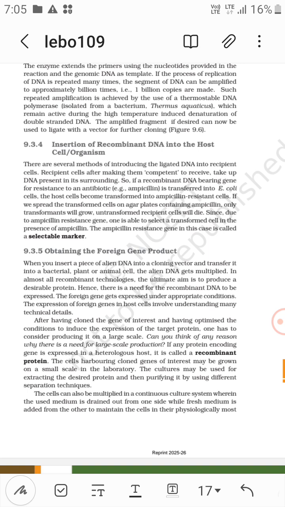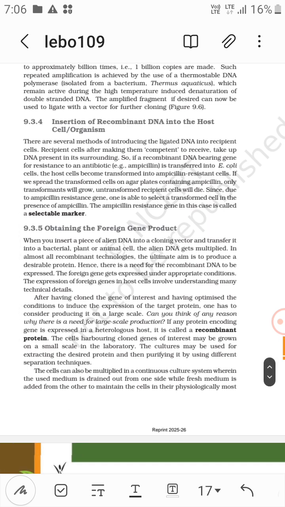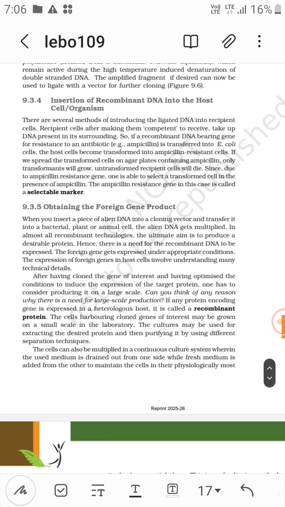If we spread the transformed cells on an agar plate containing ampicillin, only the transformed cells will grow. The untransformed recipient cells will die because they don't have the antibiotic resistance gene. Due to the ampicillin resistance gene, one is able to select. This ampicillin resistance gene or tetracycline resistance gene allows selection of transformed cells in the presence of ampicillin or tetracycline. The ampicillin resistance gene in this case is called a selectable marker.